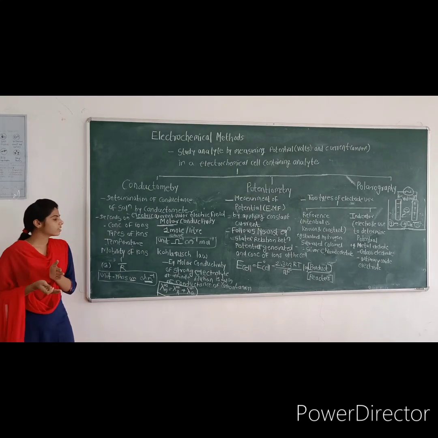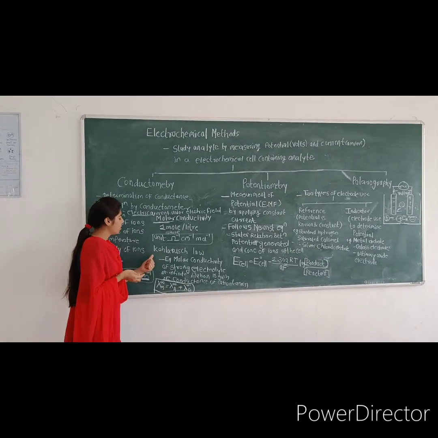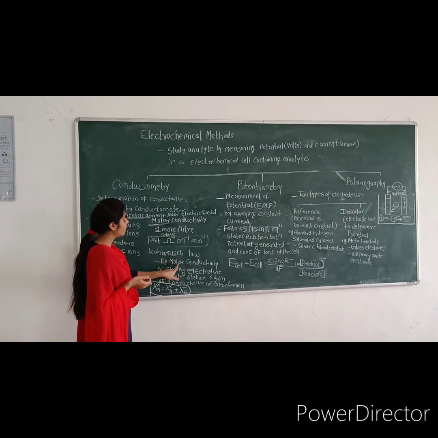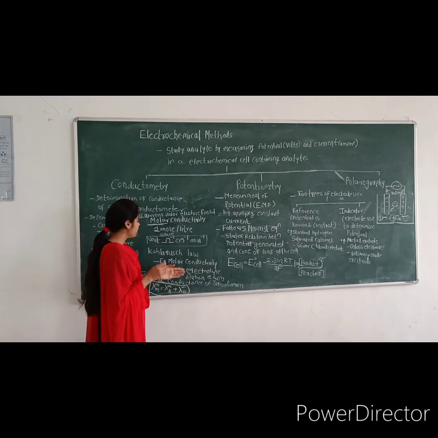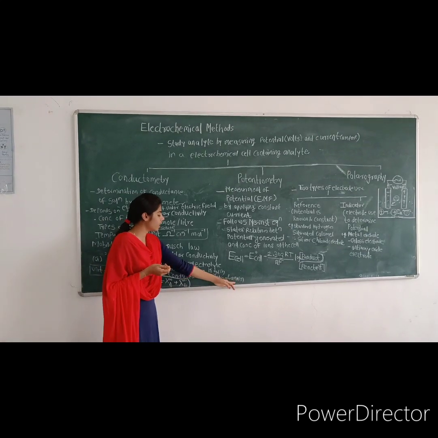Then next, moving towards Kohlrausch's law of conductance. What does it state? Kohlrausch's law states that the equivalent molar conductivity of a strong electrolyte at infinite dilution is the sum of conductance of cations and anions.